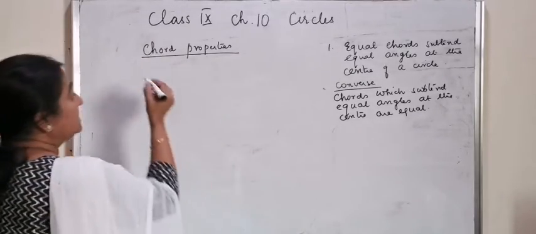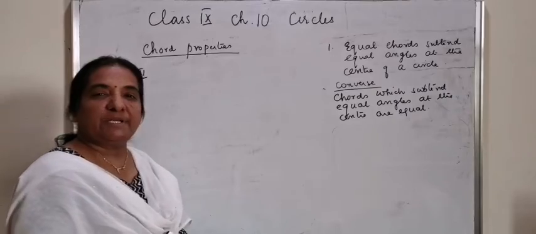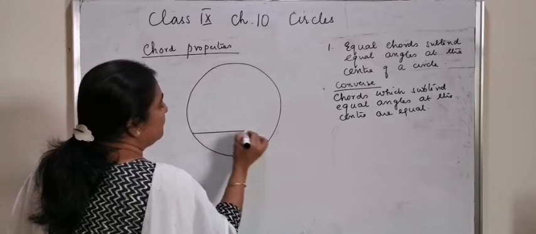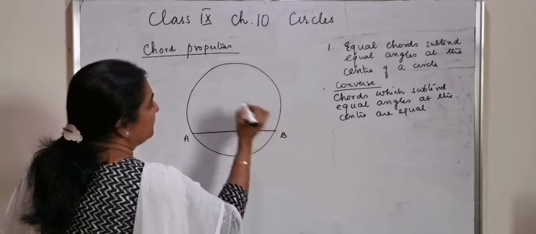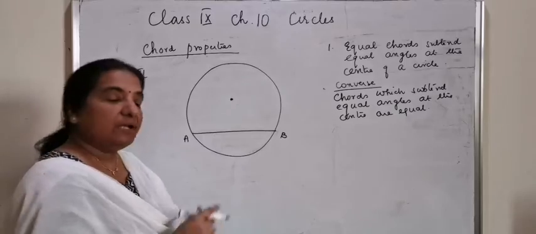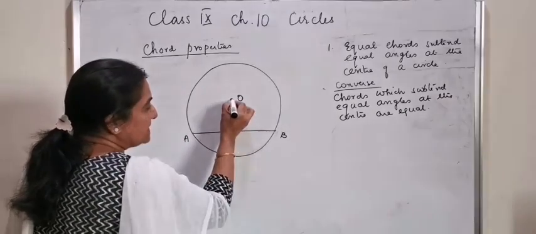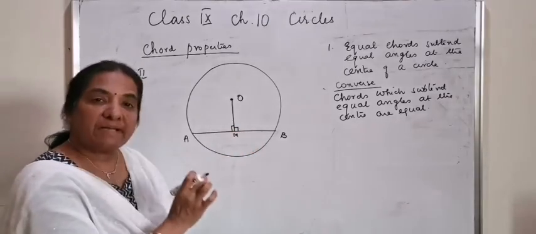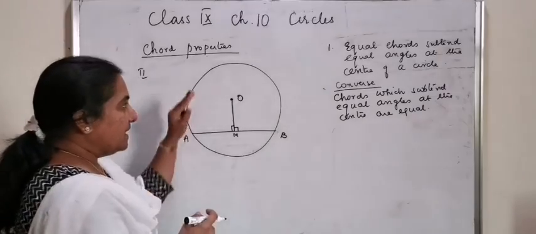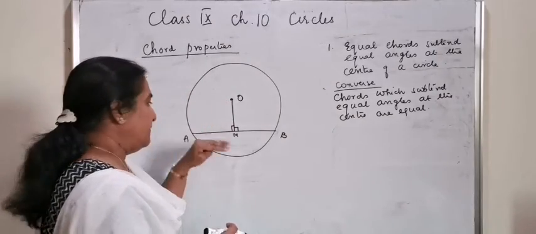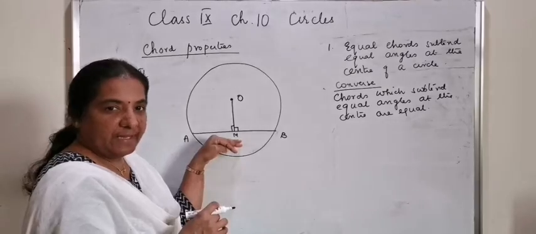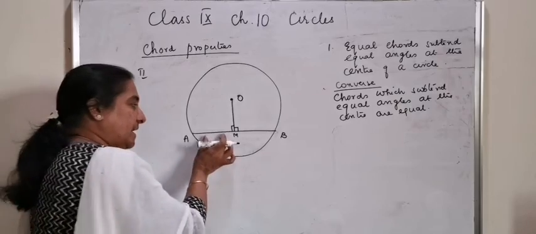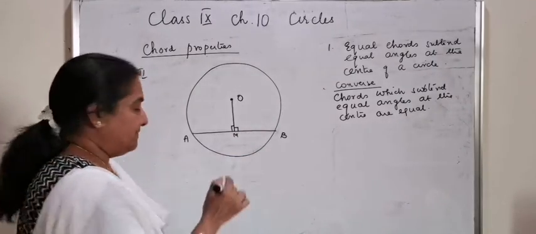What is the second property? The second property says that in a circle, if you have a chord AB, a perpendicular drawn from the center to any chord will bisect the chord. That is, in a circle with center O, if AB represents a chord and OM is perpendicular to AB, then AM is equal to MB.